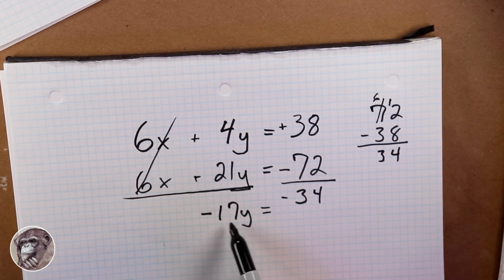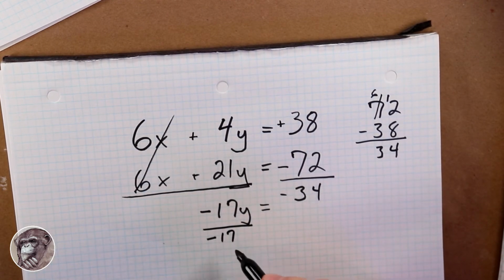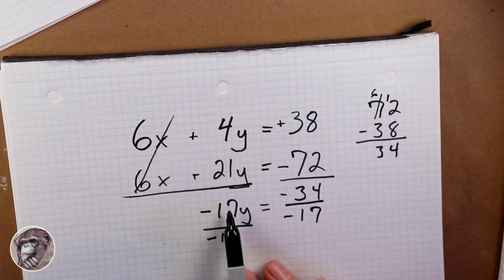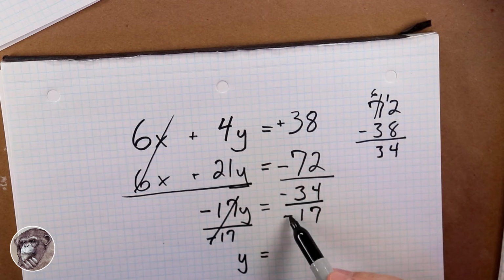So what I want to do is I want to get rid of this negative 17 now. I divide both sides by negative 17. So I have negative 17, and I have to divide this by negative 17. So a negative 17 over a negative 17 cancel out. Don't forget that's a positive. A negative over a negative is a positive. So all we're left here with is y. Y equals a negative over a negative.